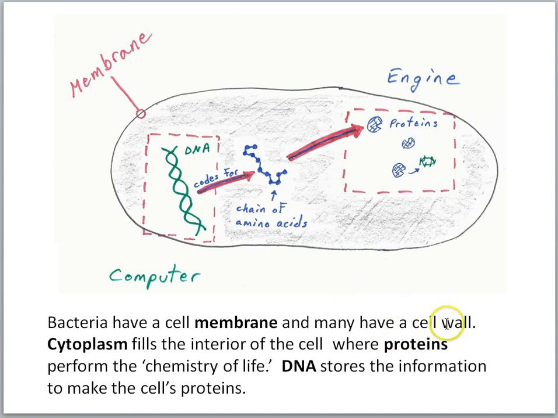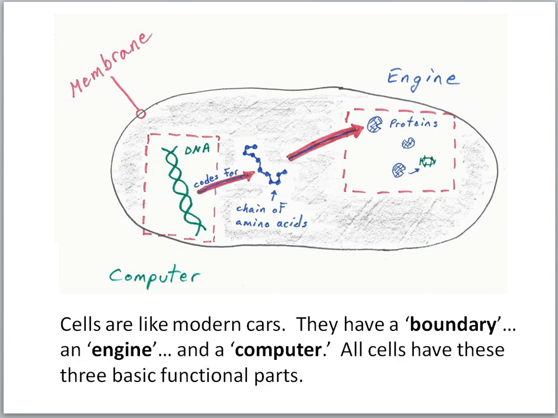Bacteria, well, actually many of them also have a cell wall, but they do have a cell membrane. All cells have a cell membrane. Bacteria have cytoplasm that fills the interior where proteins perform the chemistry of life. Bacteria have DNA, which stores the information to make the cell's proteins. So we can use a simplified bacteria type of cell to illustrate what all cells have.